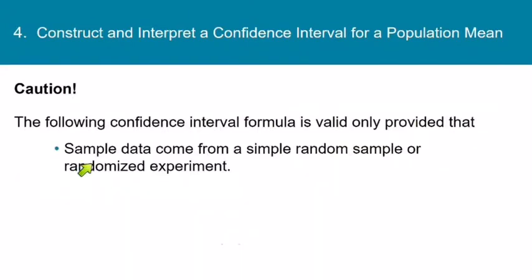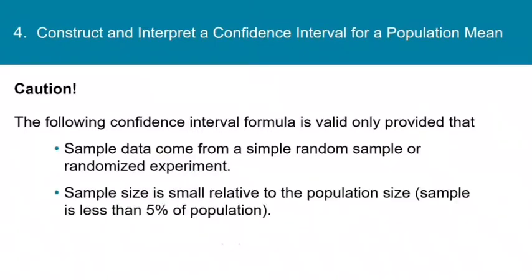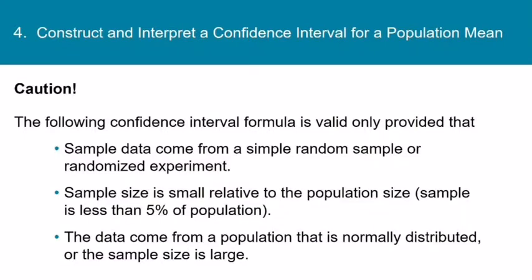For one thing, the sample data that we use must come from a simple random sample or a randomized experiment. Also, the sample size must be small relative to the population size. In other words, the sample needs to be less than 5% of the overall population. And third, the data need to come from a population that is normally distributed, or if we don't know that the population is normally distributed, then the sample size must be large. That is, sample size must be greater than or equal to 30.